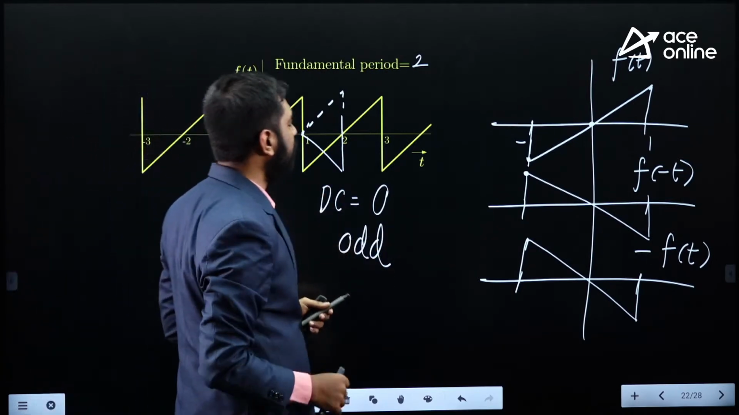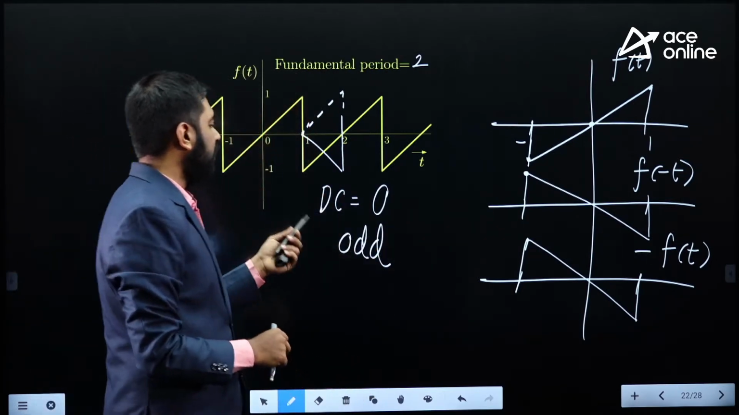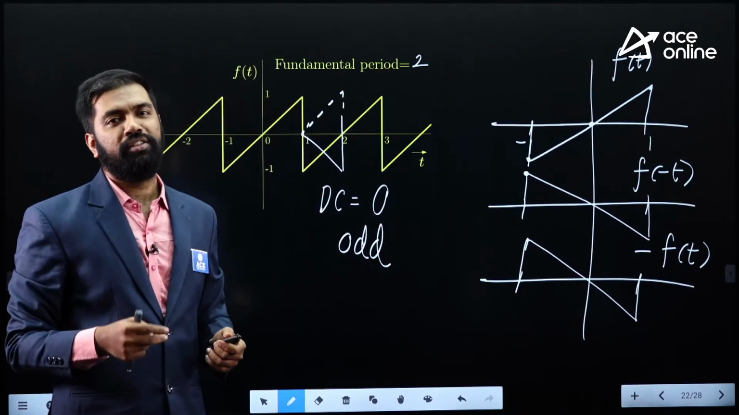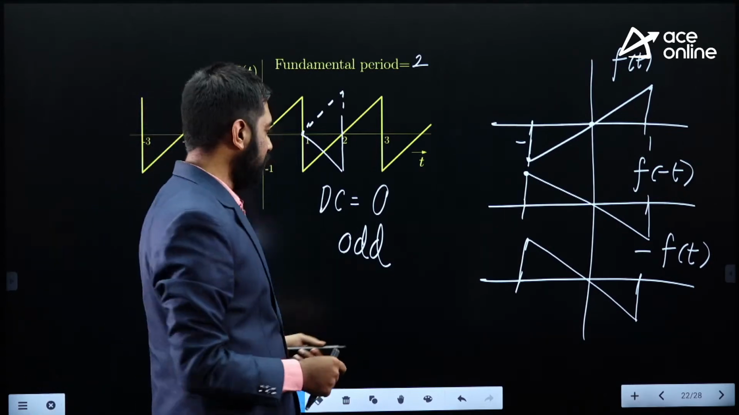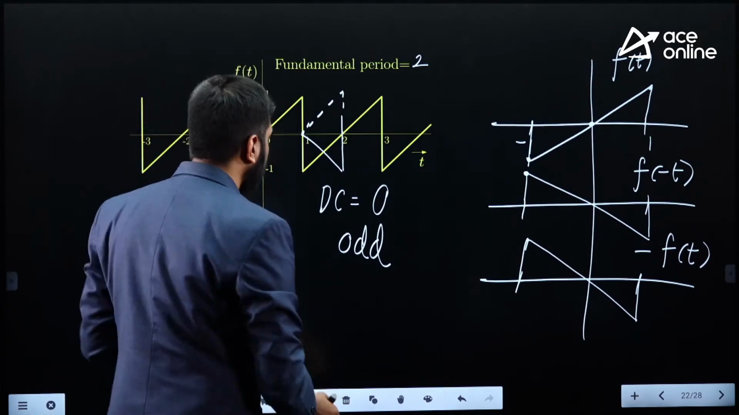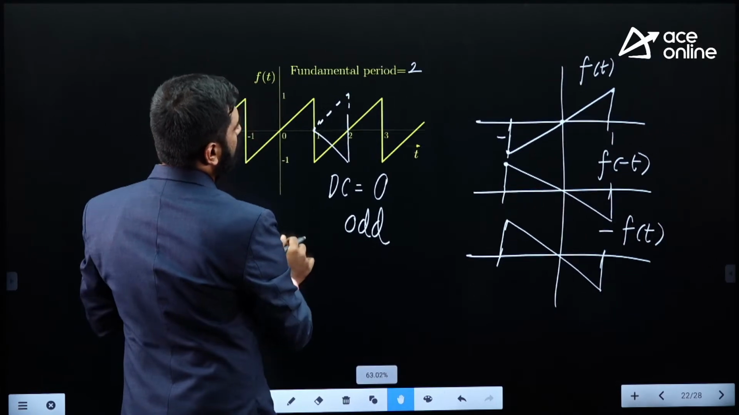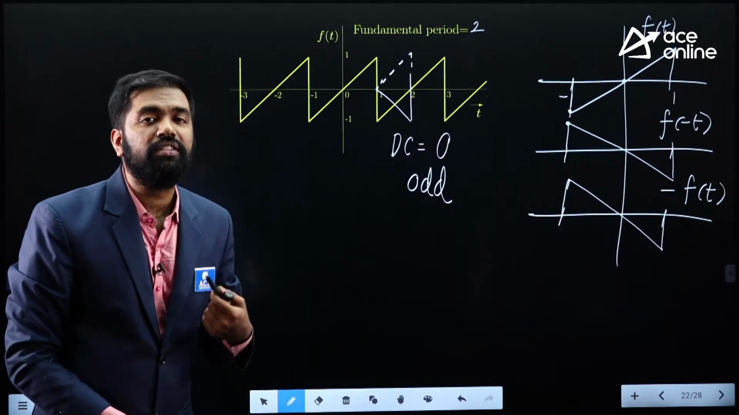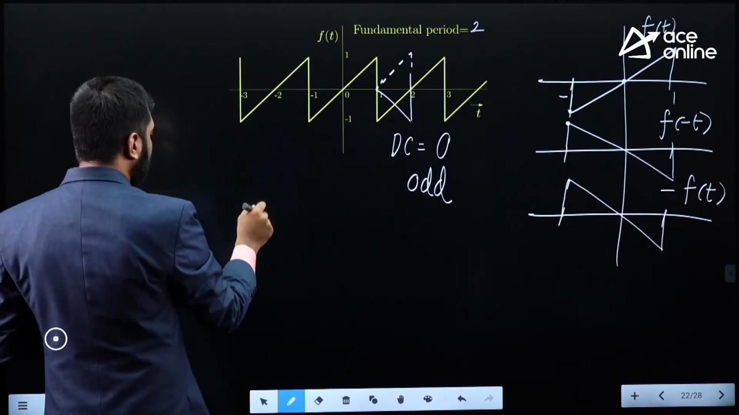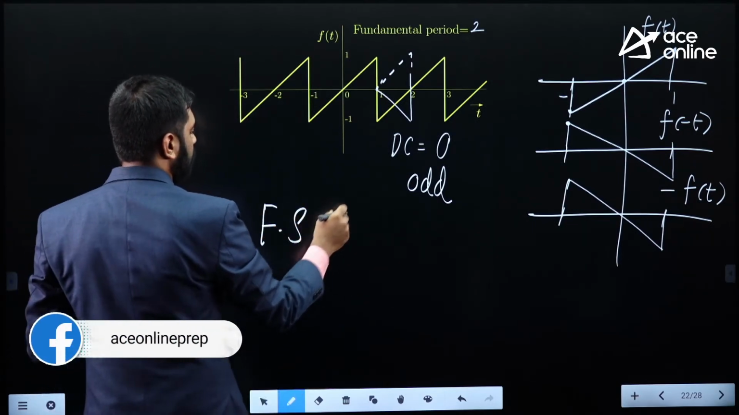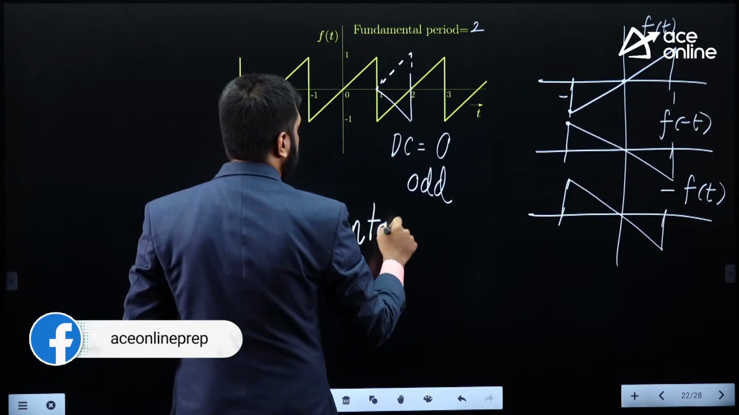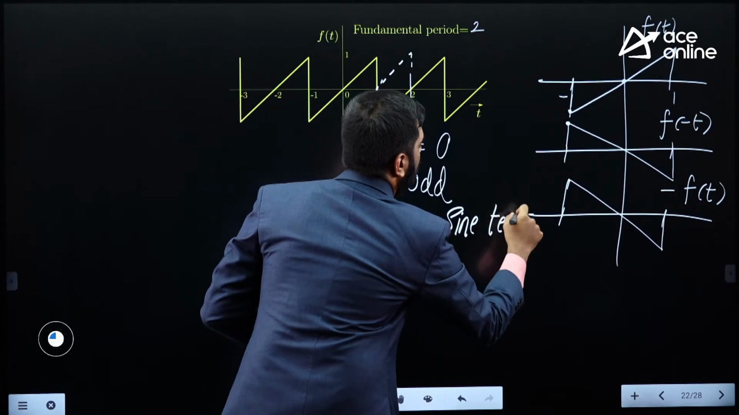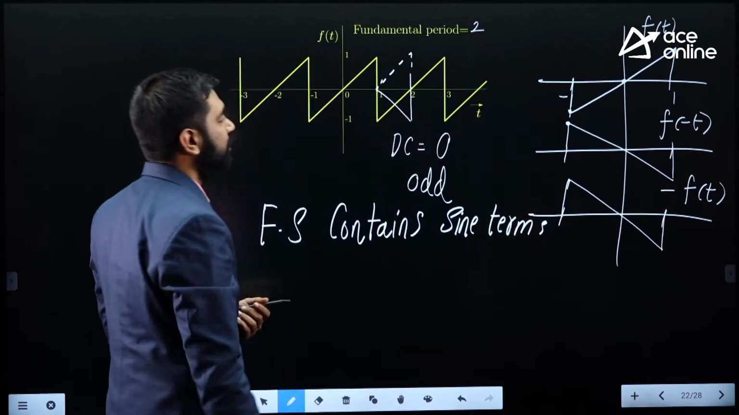So what kind of symmetry is present? Odd symmetry is present. The DC value is 0. Now, in its Fourier series, what does it contain? It contains only sine terms. So that's the conclusion. Let's write that. The Fourier series contains sine terms. I hope you people are following this. The Fourier series contains sine terms and there is no half wave symmetry.